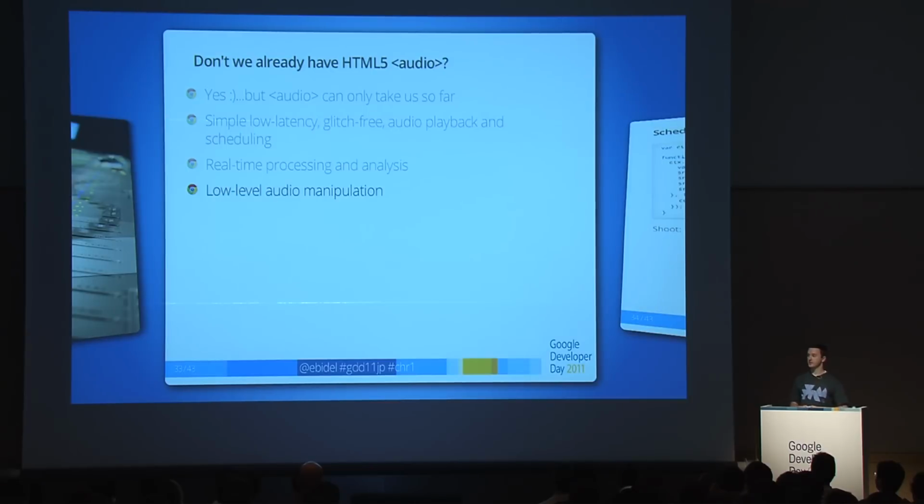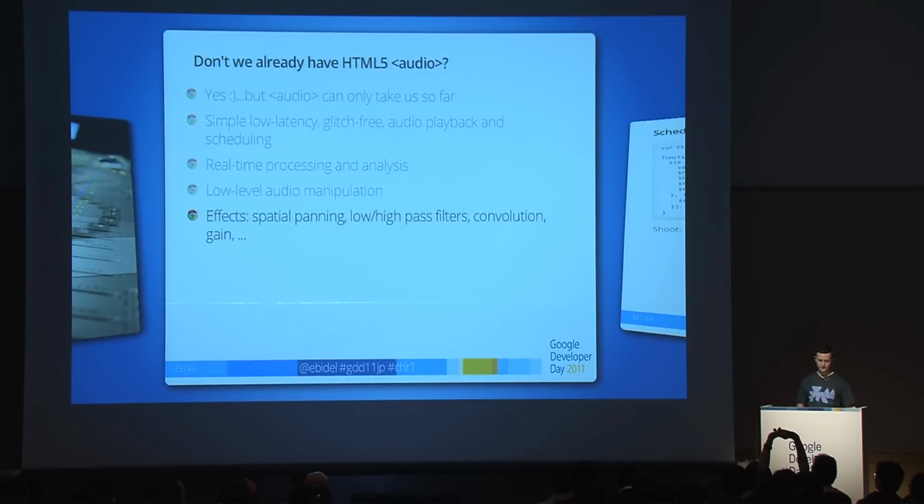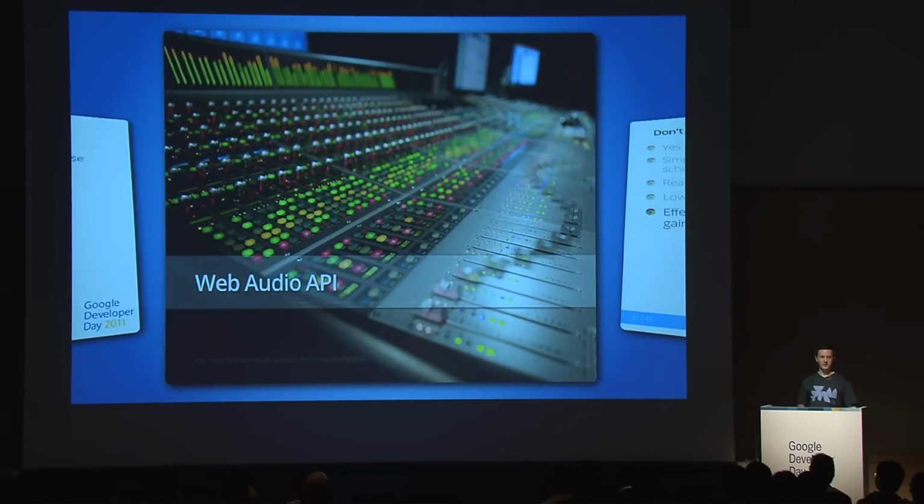What if you wanted to manipulate the sound as it was playing, actually change the bits and bytes of the sound as it's playing in real time? Can't do that with audio. And there's a whole set of specialized effects, things like spatial panning and filters and convolution that the audio tag is just not capable of. And so this is exactly where the Web Audio API comes into play.